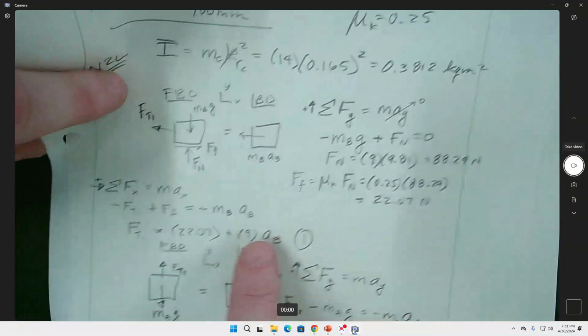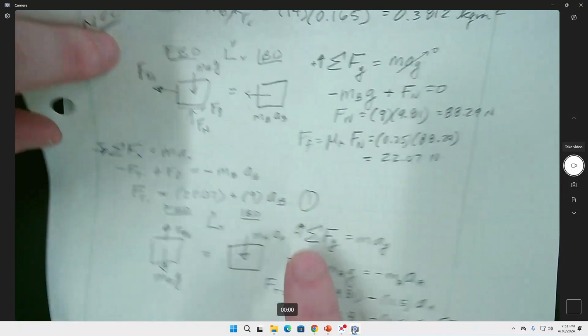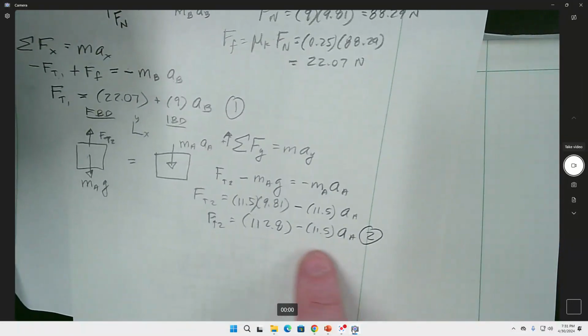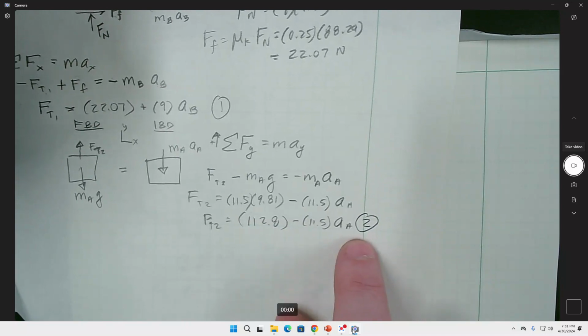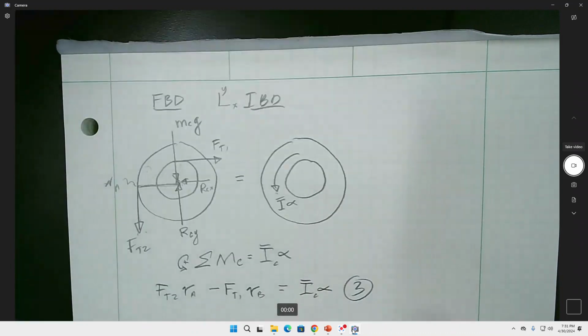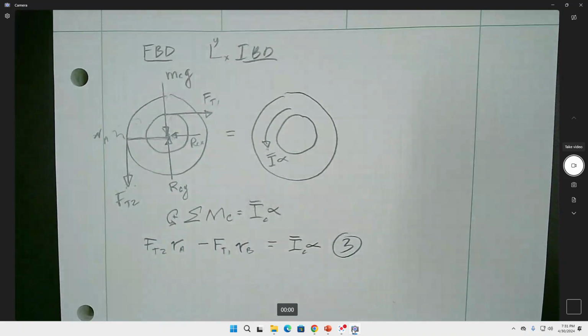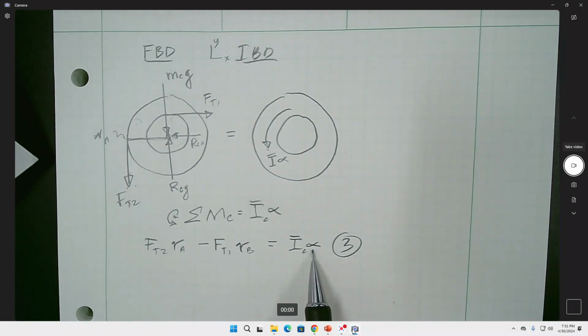Where'd you go, equation 1? There, equation 1. I could substitute this guy in for there. And then I could also substitute equation 2. I do have a problem because when I get there, I'll have 3 unknowns. Use kinematics to relate alpha and acceleration. Absolutely right, yes. Cool.